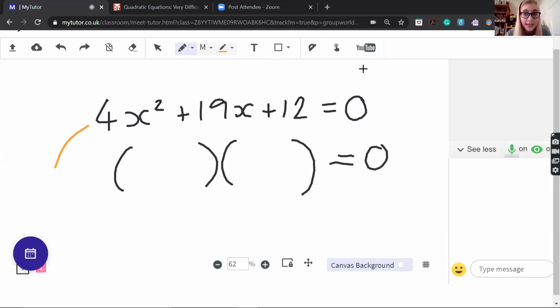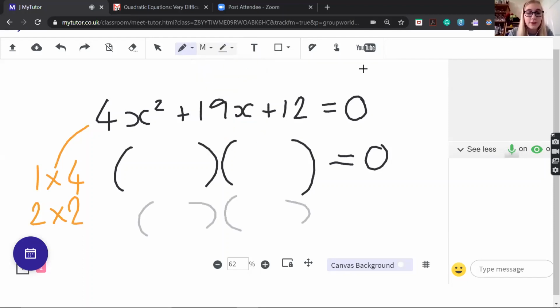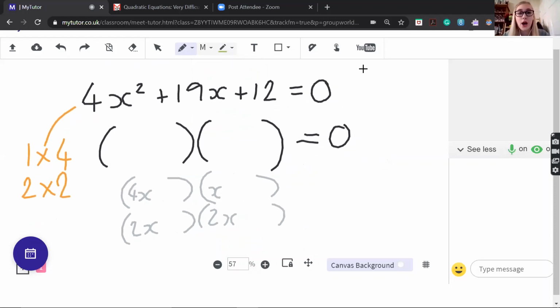No cool. So the reason that this one is tricky is because with the others, there was only one way that you could make it. So there was only one way of making 3, 1 times 3. But 4, we can have 1 times 4 or 2 times 2. So this means that our brackets could either look like 4x and x or 2x and 2x. I'll write them underneath here as 2 options. So suddenly it's become a bit more difficult because we've got more options to try. But that's okay. We'll keep them in grey underneath so that we know they exist. And we'll just try like we did before.